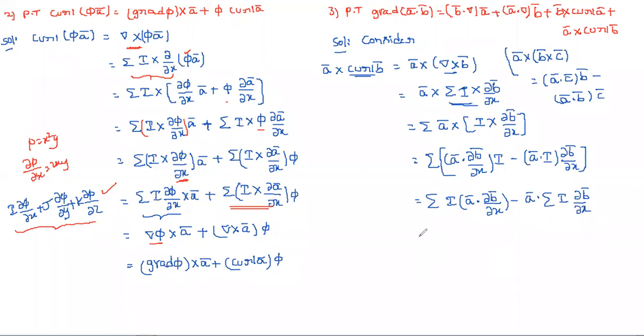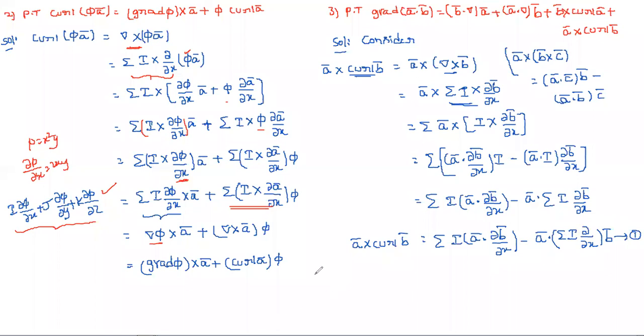So this is equal to summation i into a bar dot dou b bar by dou x minus summation a bar dot dou by dou x into b bar. Okay. And this is what we got for a bar cross curl b bar, and let it be taken as equation 1.